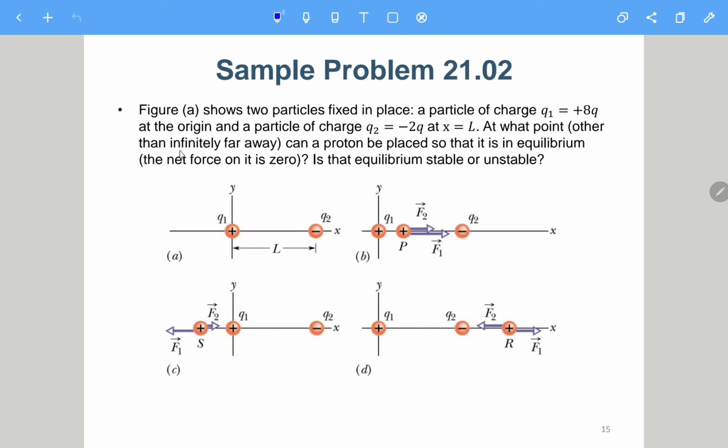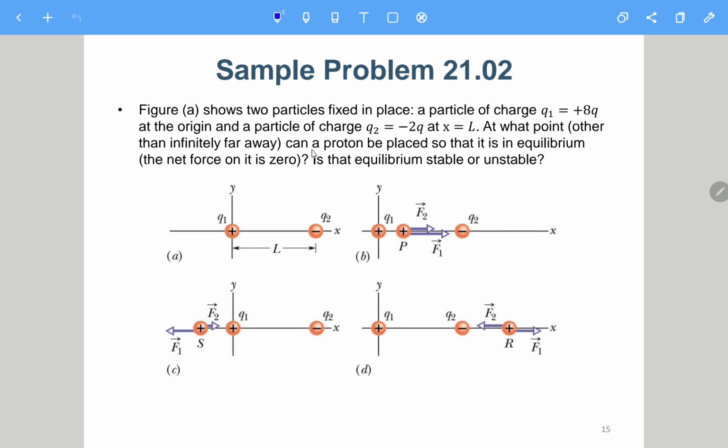Here it says figure A shows two particles fixed in place. A particle of charge Q1 is plus 4Q at the origin, and a particle of charge Q2 is negative 2Q at x equals L. At what point other than infinitely far away can a proton be placed so that it is in equilibrium? We need to place the third one between.